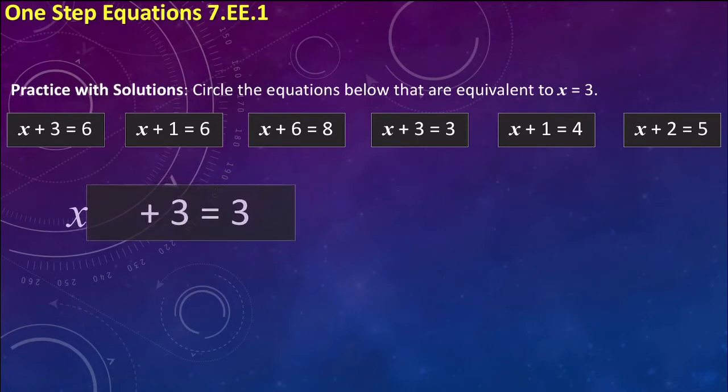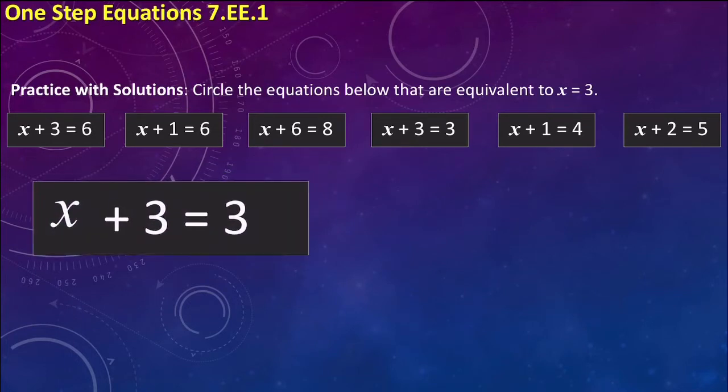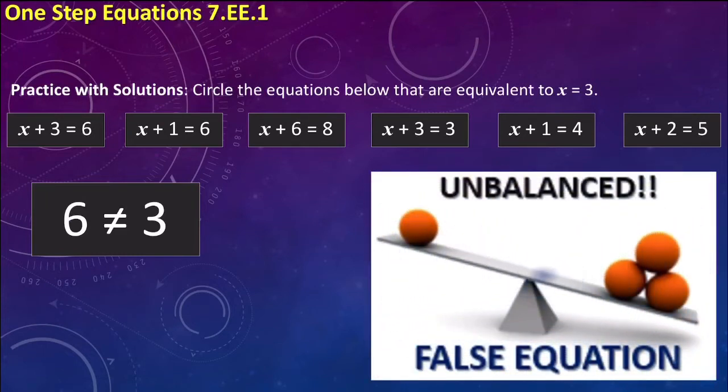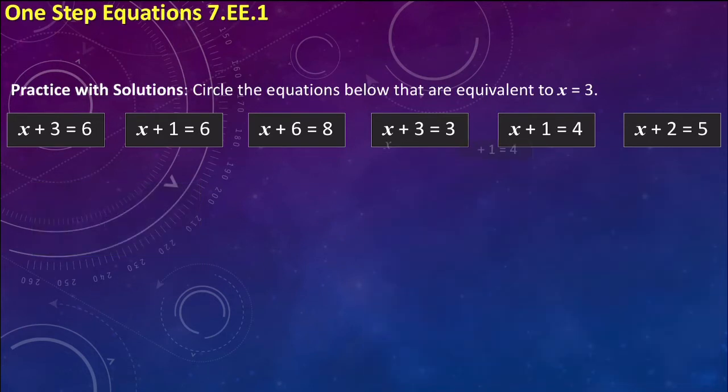Now in this next one, we're going to put in x plus 3 equals 3, and we're going to put in the 3 for x and see if this works. This seems like it should work, right? 3, x equals 3. We've got a bunch of 3's here. But let's be sure about this. We've got 3 plus 3. Well, that equals 6. And oh no, 6 does not equal 3. Not at all. 6 equals 6. 3 equals 3, but 6 does not equal 3. So another example of an unbalanced or false equation.